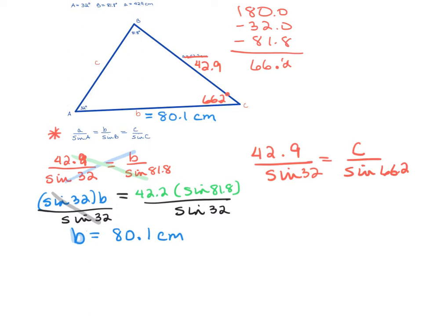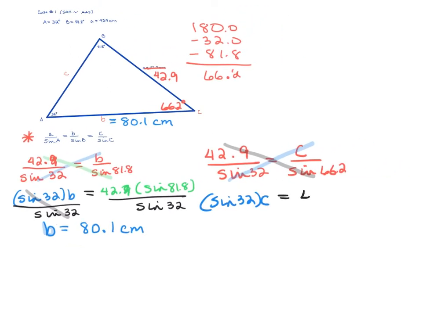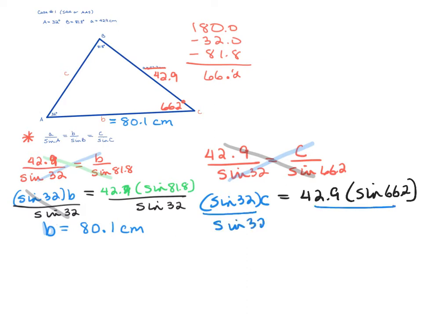So now I'll again do the cross products. So sine of 32 times little c, and I'm going to set that equal to 42.9 times sine of 66.2. I need to get little c by itself, so I'm going to divide both sides by sine of 32. So again, take out your calculator. You'll multiply 42.9 times the sine of 66.2 and then divide it by sine of 32. And we'll find that little c is approximately equal to 74.1 centimeters.